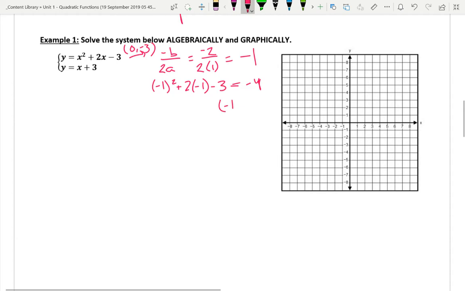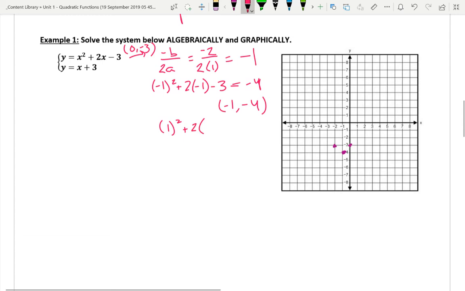So I have a vertex of -1, -4. So I'm going to plot that carefully, -1, -4. And then I have my y-intercept, 0, -3, and its mirror, -2, -3. So now I'm just going to try an x value of 1, just to kind of fill out the picture.